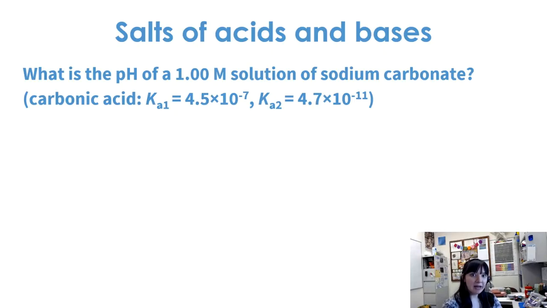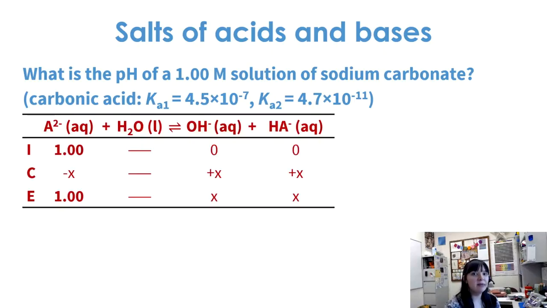As such, carbonic acid, you can see, has 2 Ka constants. Meaning that when you take carbonate and you have 2 protons on there, each of those protons has its own Ka associated with it. All right, but so again, if I want to find the pH of, let's say, a 1.00 molar solution of sodium carbonate, because this carbonate is the anion, it's going to act as a base.